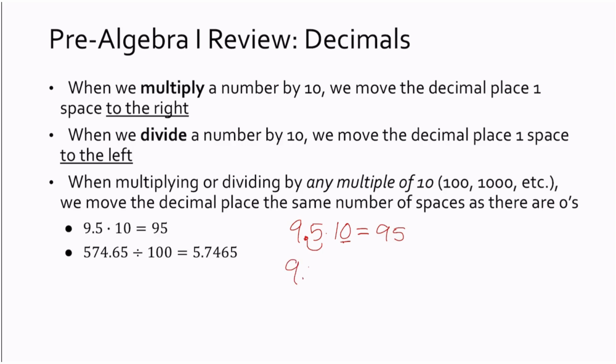If I have 9.5 times 1,000, I have 3 zeros. So I'm moving this 3 spaces. So I have 1, 2, 3, 9,500. And the same applies for division. If I'm dividing by 10, 100, 1,000, I'm moving the decimal place the other direction. So here, for example, I'm dividing by 100, so that decimal, I have 2 zeros, is moving 2 spaces.